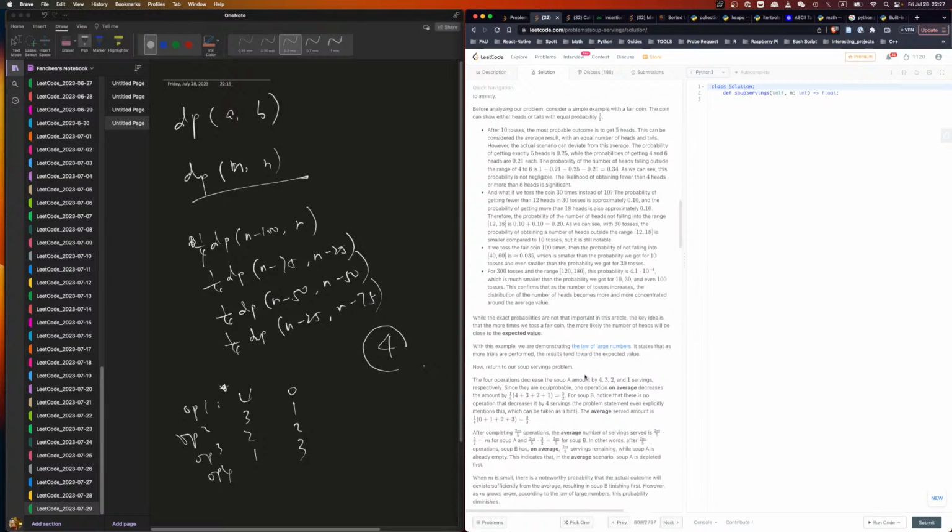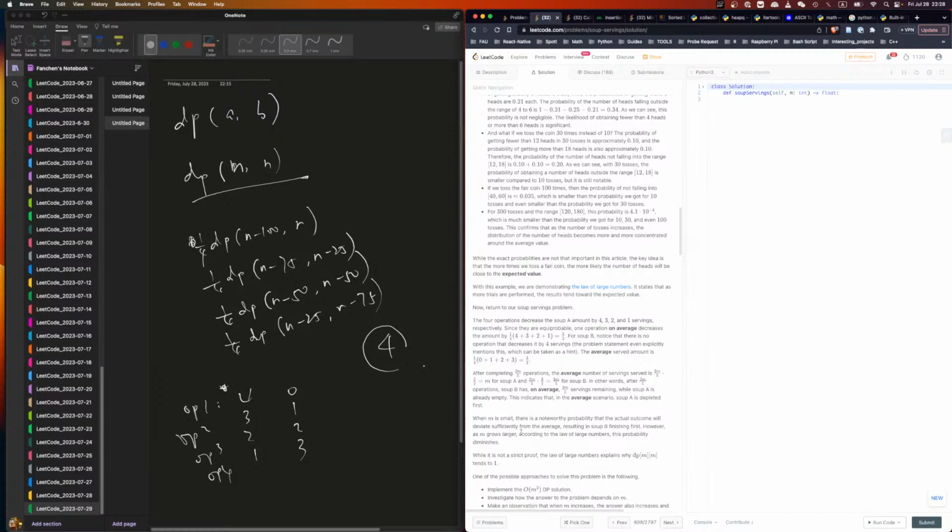Okay, for the four operations there's an expected number of servings, right? The expected number of servings is this for A and this for B. After completing these operations, the average number of servings is M for A and this for B. So in other words, after this, soup B has on average this much, while soup A is already empty. In the average scenario, soup A is depleted first, yes.